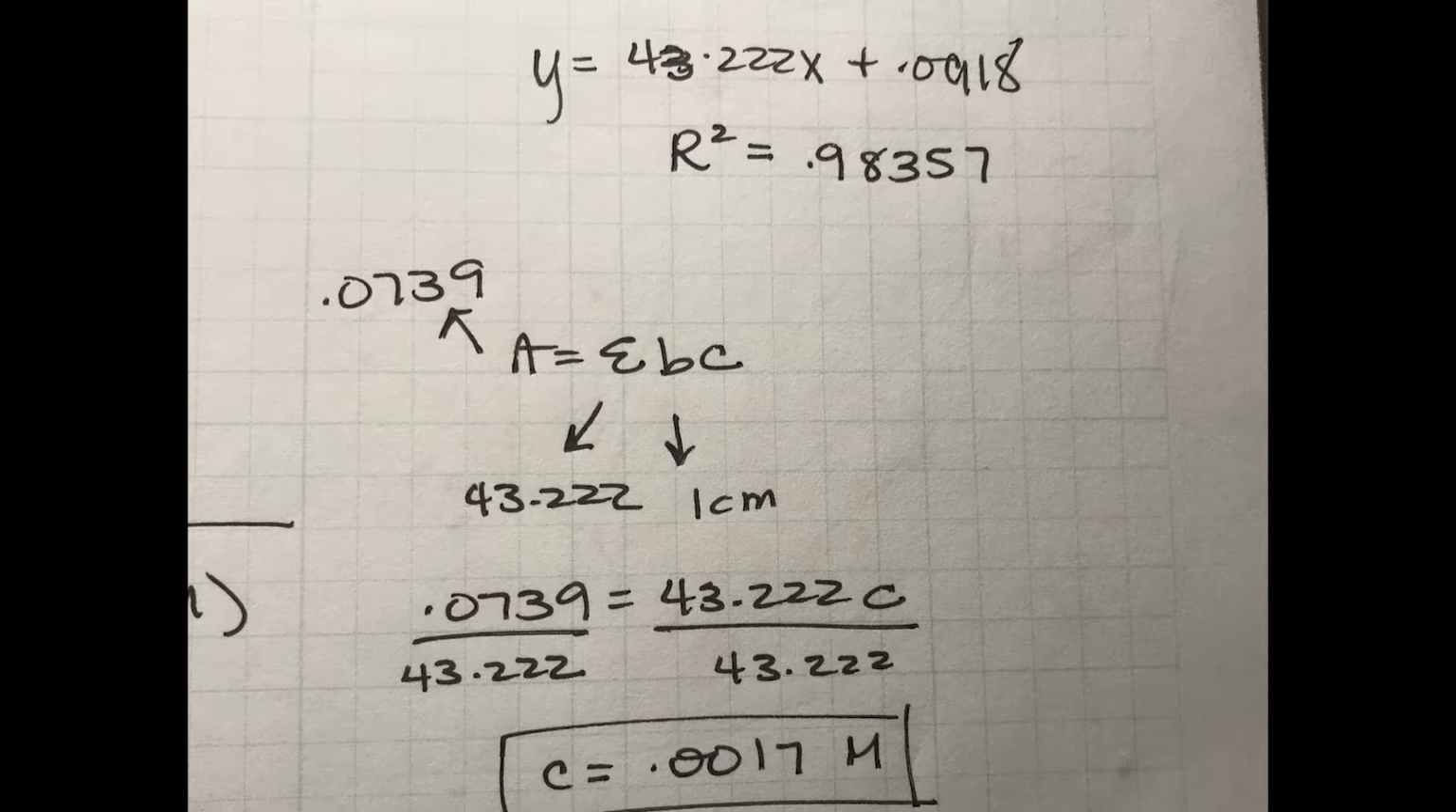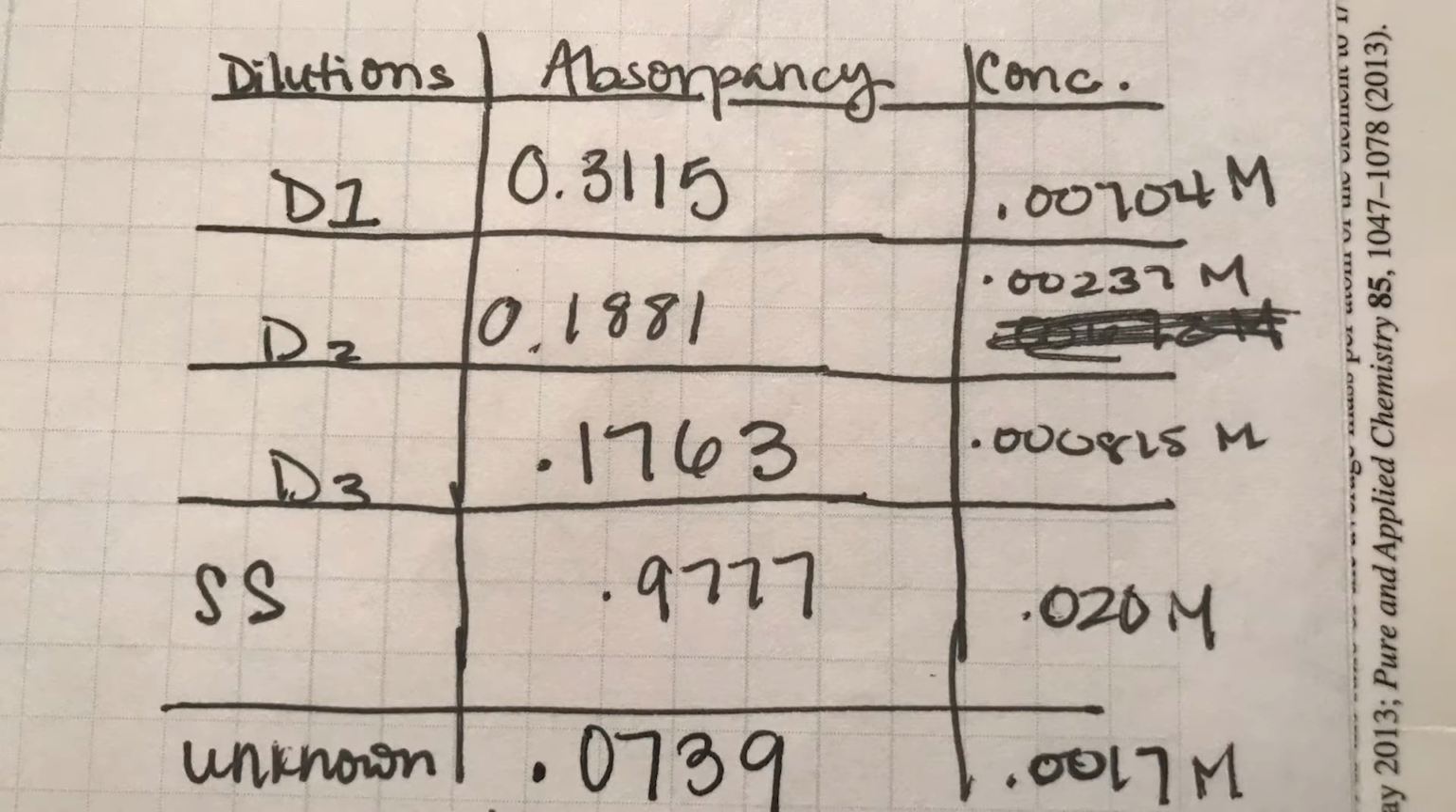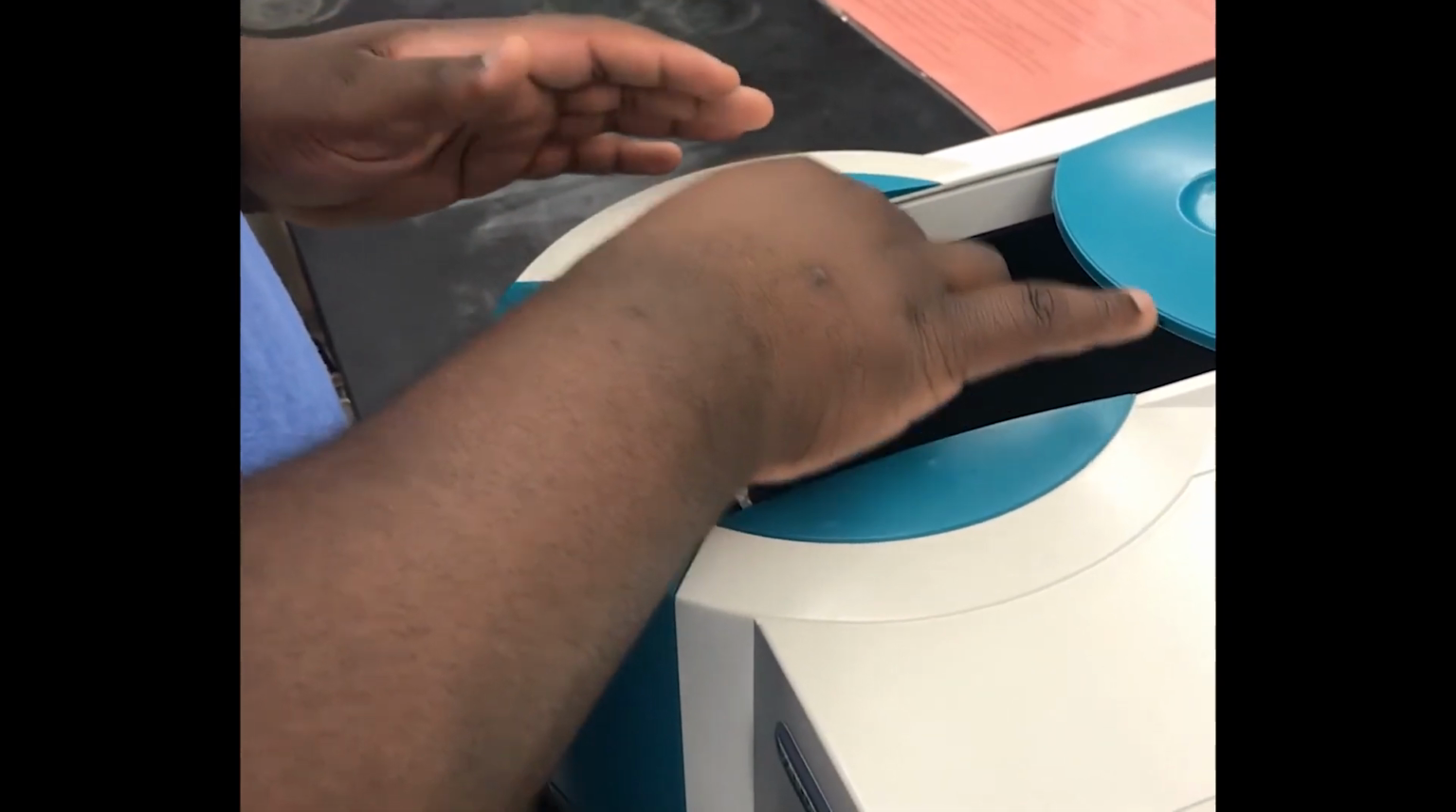After using Beer-Lambert law, it was determined that the concentration of the unknown was 0.0017 moles per liter. Compiling the concentration of the unknown with its absorbency, as well as the concentrations and absorbencies of the dilutions, your notebook should look like this. Make sure to clean up your workspace and exit out of the computer program.